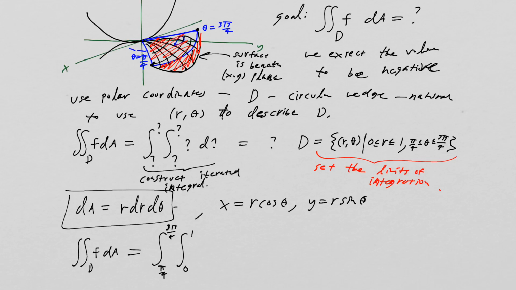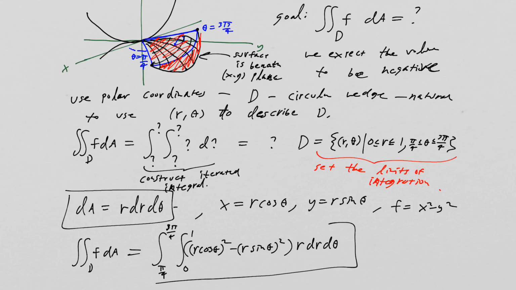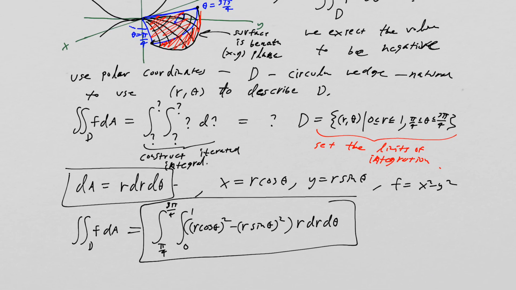And then we know that f is equal to x squared minus y squared, so we have to put r cosine theta, quantity squared, minus r sine theta, quantity squared. So we have that as our integrand, and then our area differential is going to be r dr d theta. Okay, so now we've finally figured out what the iterated integral is. The next step then is going to be computing it. So we're going to do that on the next page.